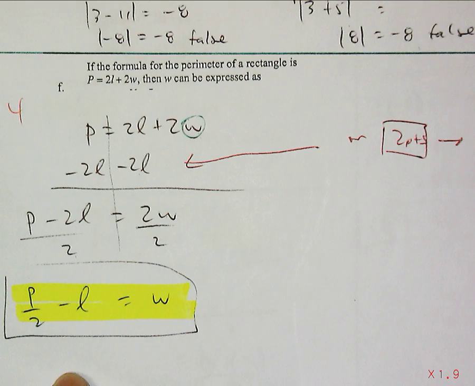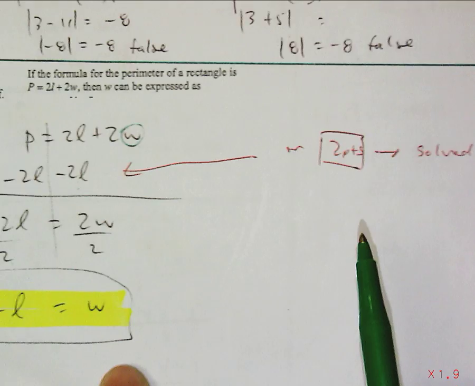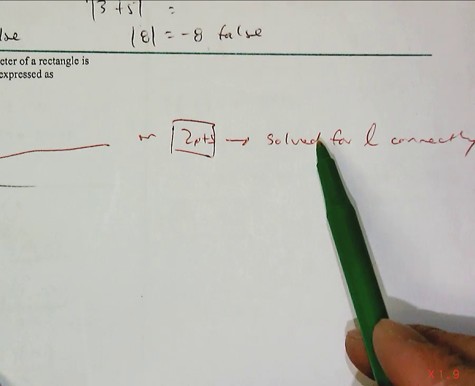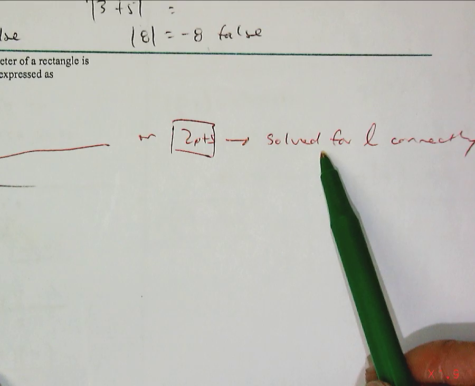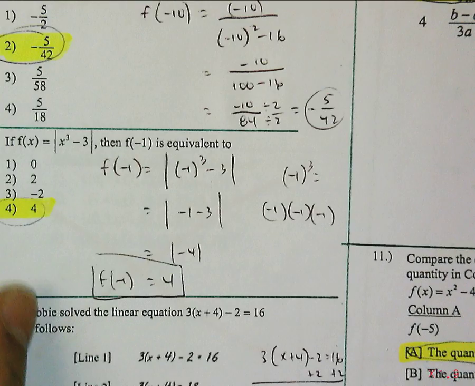Now, I decided to give you 2 points if you subtracted 2L from both sides, or if you solved for L correctly. Maybe you thought you were supposed to solve for L, meaning getting L by itself. I give you 2 points. On to the multiple choice.